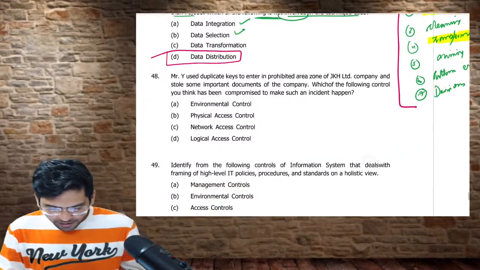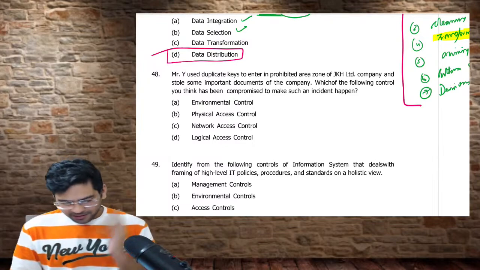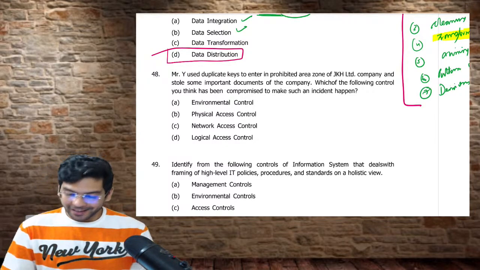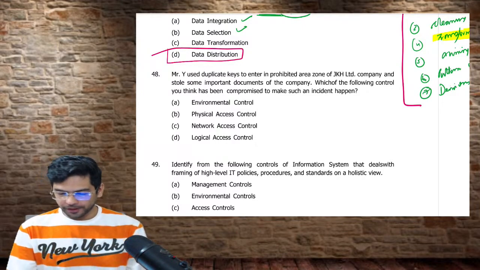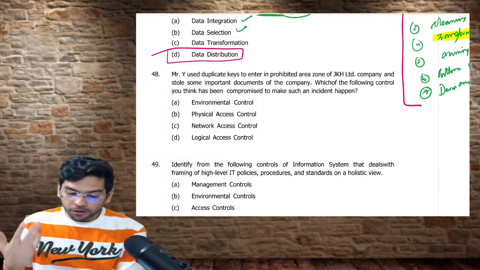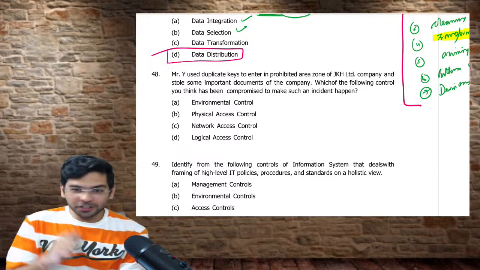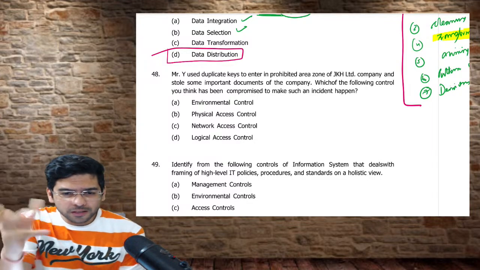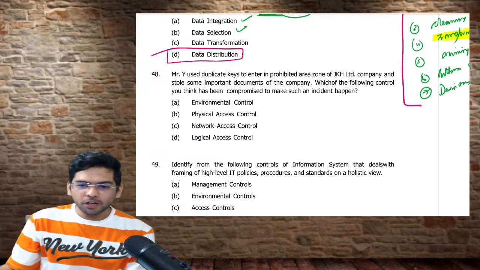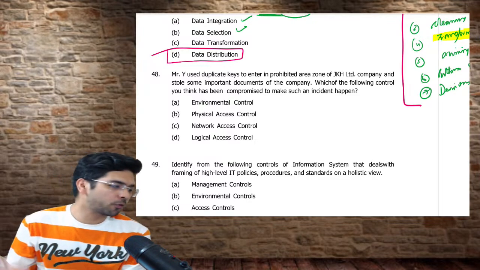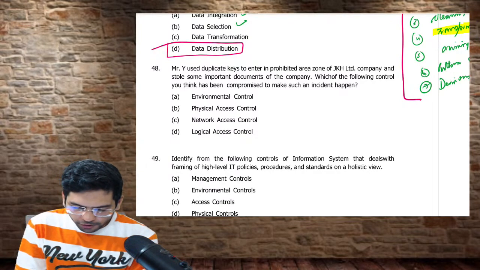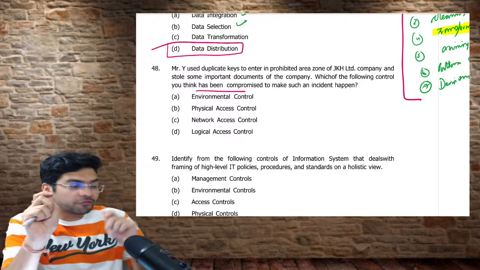Okay, next question. Easy one. Mr. Y used duplicate keys to enter in prohibited area zone of JKH Limited company and stole some important documents of the company. So he got access to the duplicate keys and he has stolen some important papers or documents. Which of the following control you think has been compromised? Very easy topic, guys. They are talking about the physical keys.